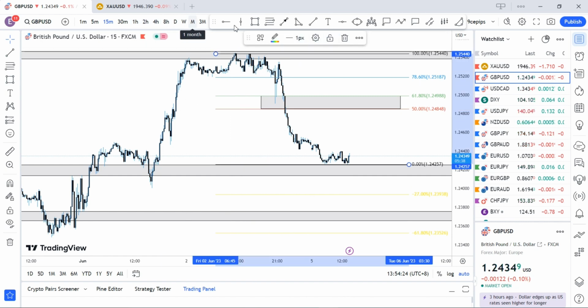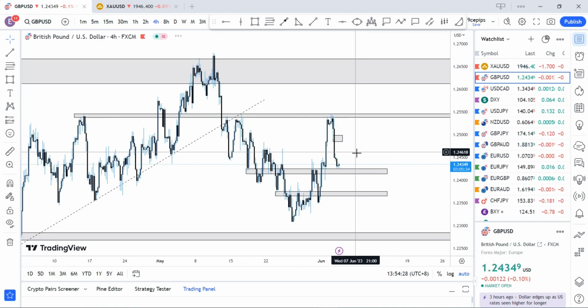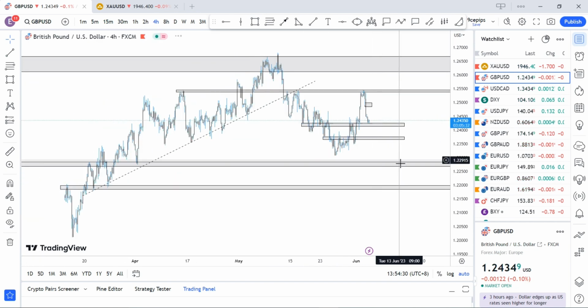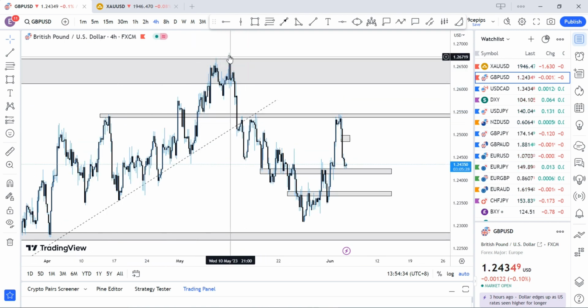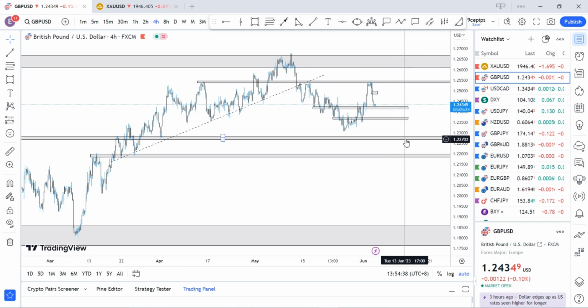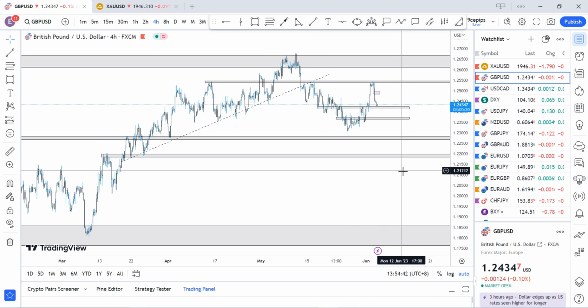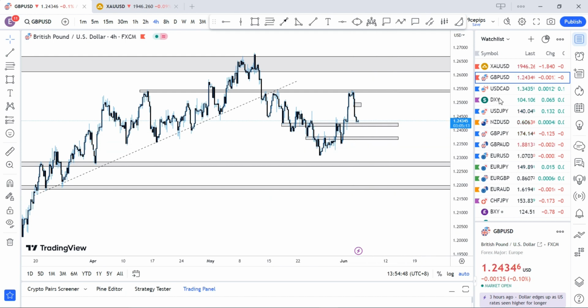Back to the 4 hours time frame. What I'm anticipating here now is a possible continuation to the downside. We're looking at a very beautiful head and shoulders pattern here. So what I'm anticipating is for price to retest this region of 122.70, and then a possible continuation to the downside. All right, so that's basically it on pound USD.